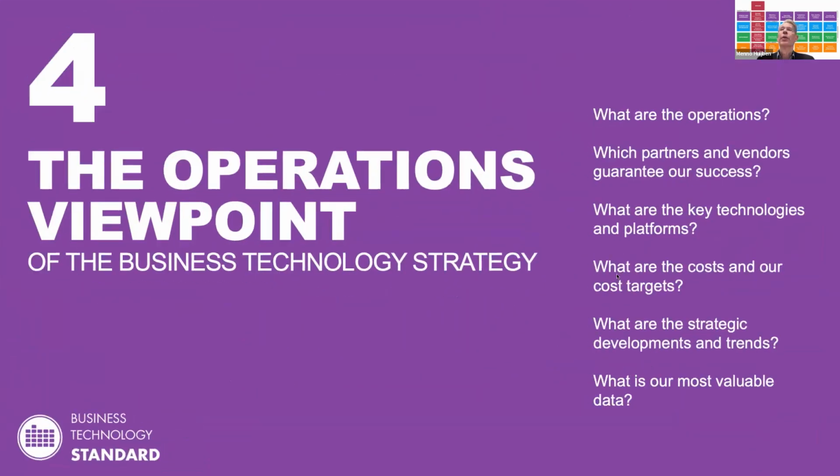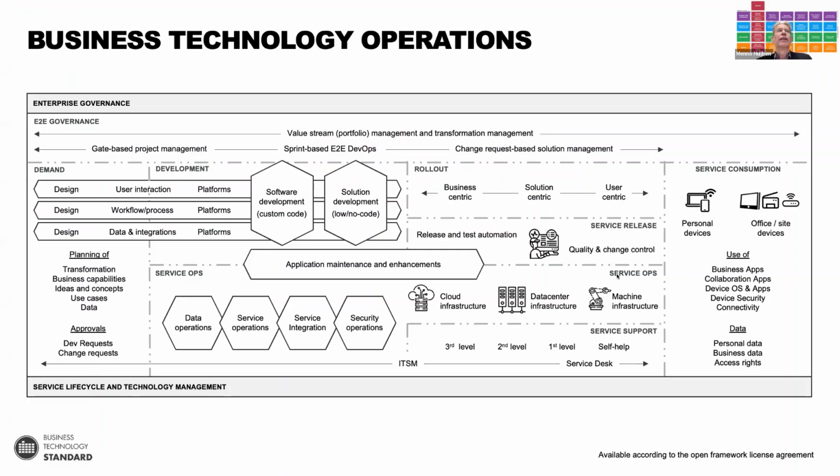Last but not least is, of course, the operations. There are the typical questions, and it is perhaps more the classical IT type of strategy we're talking about: with what partners and vendors do we want to cooperate, what are our key technologies and platforms, what are our costs and targets, what trends do we follow, and what is our most important data. And to answer those questions and to have that discussion, we came up with a quite nice canvas, if you will, that captures all the key elements of the operations.